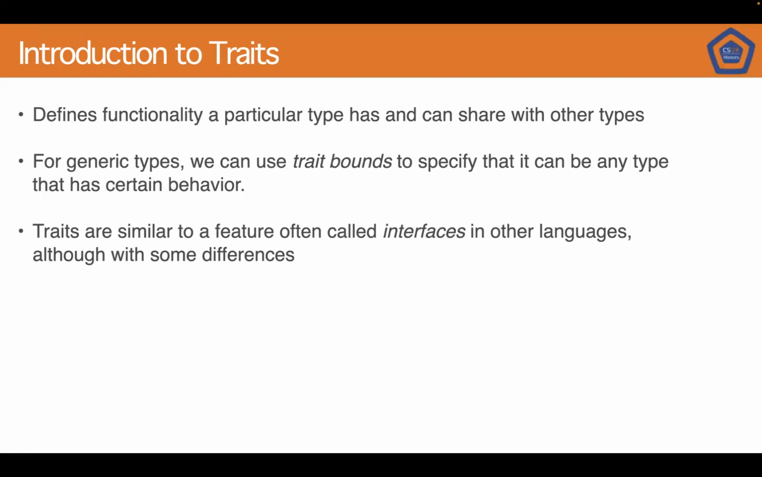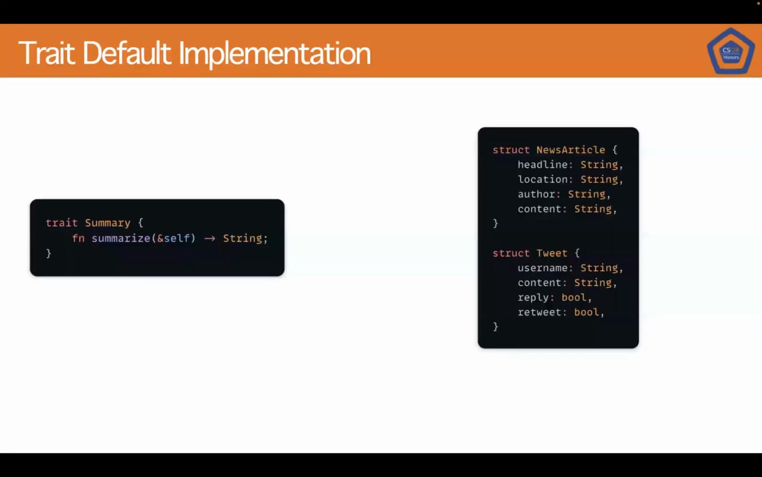Traits are very similar to interfaces, which is found in other programming languages like Java, for example. So here's an example pulled directly from the Rust documentation. In this example, we have two structs that hold different kinds of text data, a news article and a tweet struct. Let's say we wanted to display summaries of the data that might be stored in a news article or tweet instance. To do this, we might create summarize methods for both of these structs.